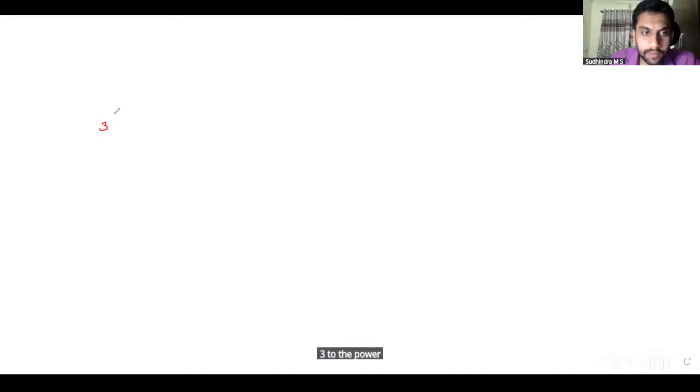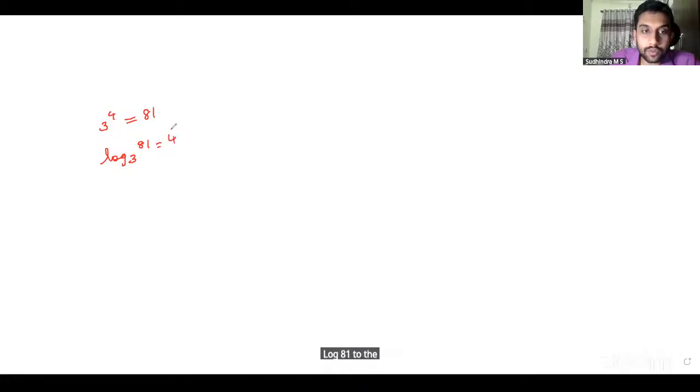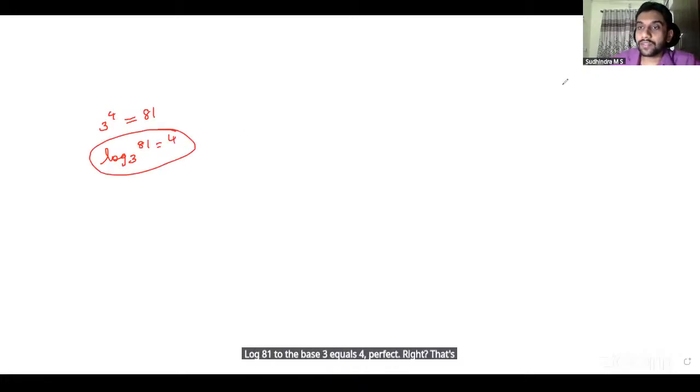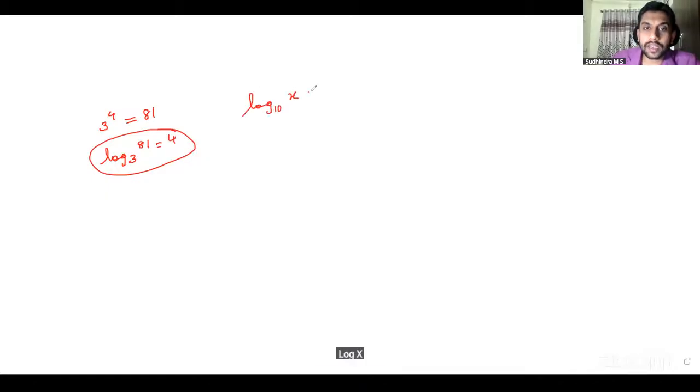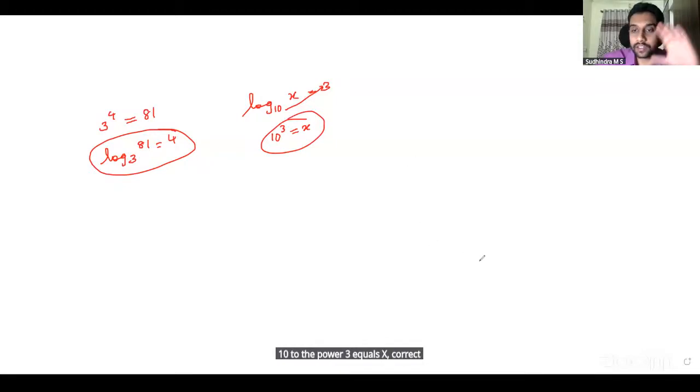So if I have 3 to the power 4 equals 81, how do I present it in logarithms? Log 81 to the base 3 equals 4. Perfect. That's how we present it in the form of logarithms. Likewise, if we have log x to the base 10 equals 3, how do I express it in indices form? 10 to the power 3 equals x. Correct? That's a basic thing that we discussed.